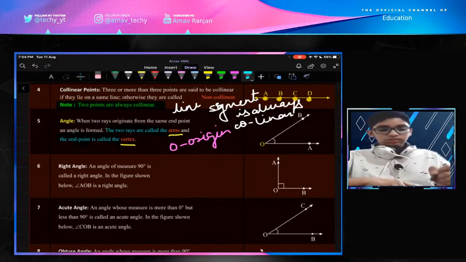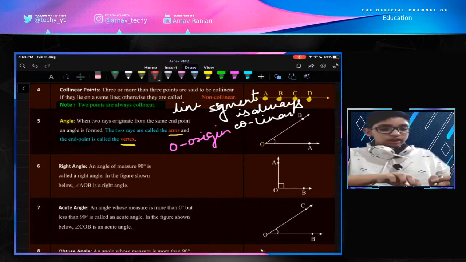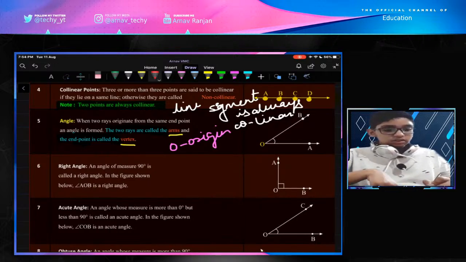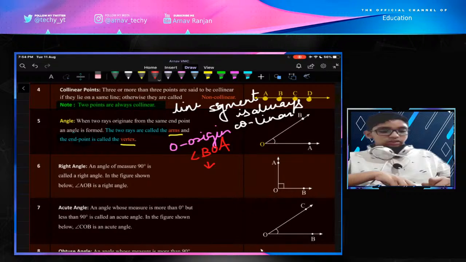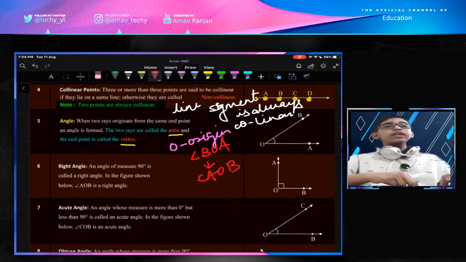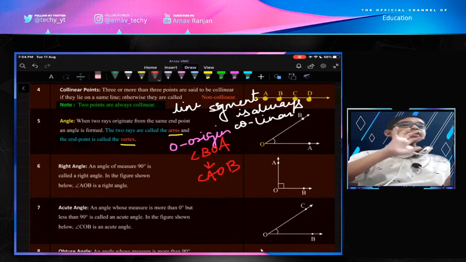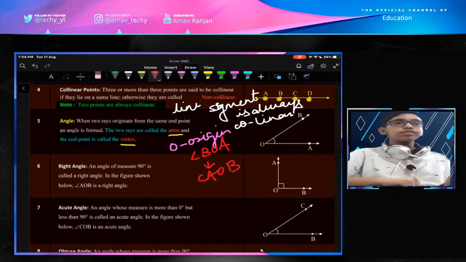And here is an angle which is given here. This is angle BOA. We can also write it as angle AOB. I taught you that the letters of a line, a line segment, or an angle, anything in geometry, can be reversed.